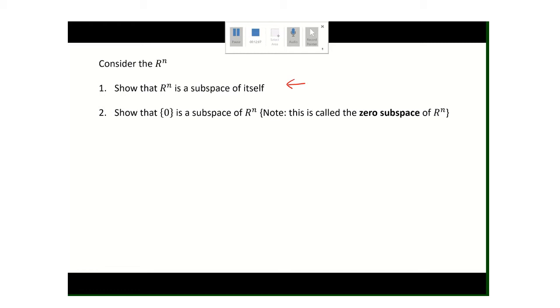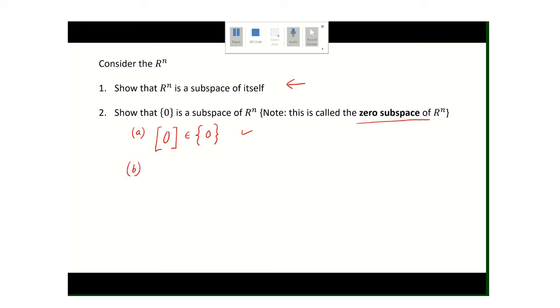The second one is a special subspace called the 0 subspace. If you take just the 0 vector and think about how this satisfies the three conditions, what happens? Does it satisfy the first condition? Is 0 in there? The 0 vector is definitely in the subset that is only the 0 vector. So trivially, it's there by definition.